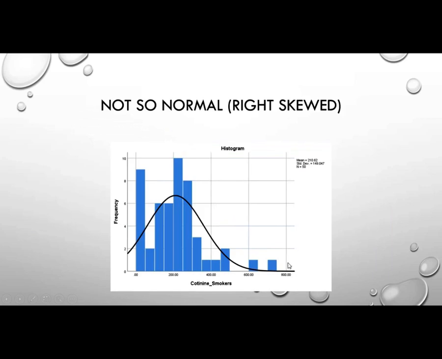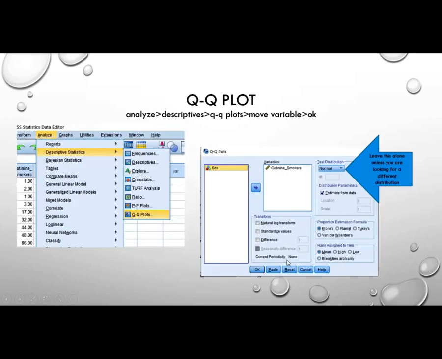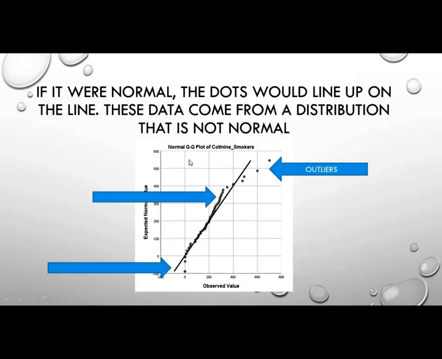Here we have our histogram, and we can see that it's right skewed, right? We can also do this QQ plot. We go to Analyze, Descriptives, QQ plots, move the variable, hit OK. This one says leave this alone unless you're looking for a different distribution. We want to see if it's normal. When it's normal, all of these dots will line up almost exactly on the line. You can see these kind of flare off to the bottom here and off in a curvilinear fashion here. So that, I would say, is not normal.